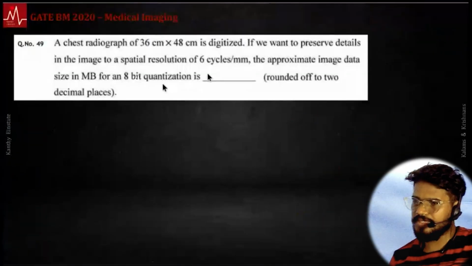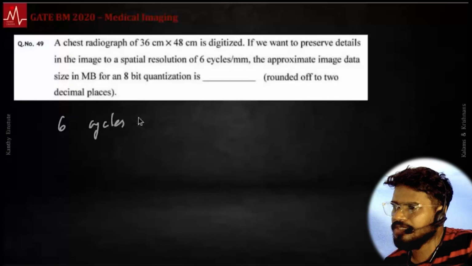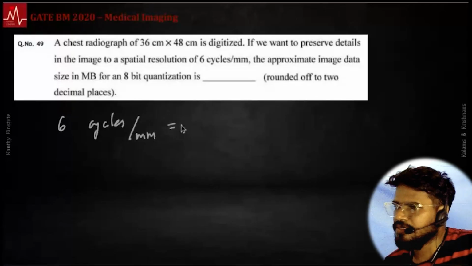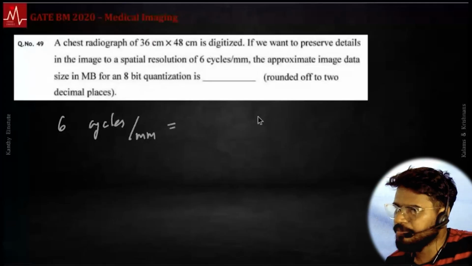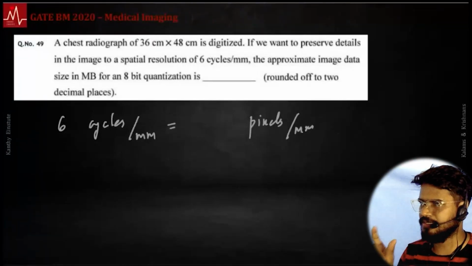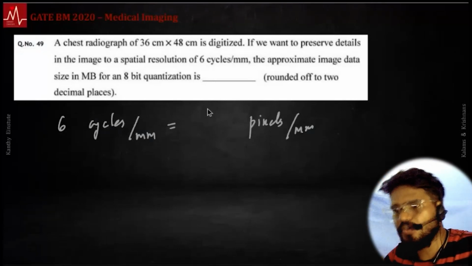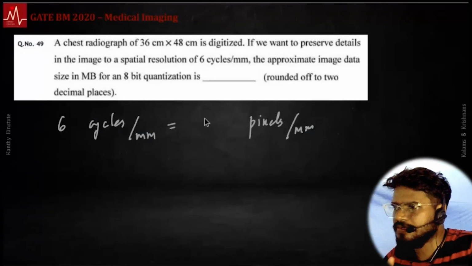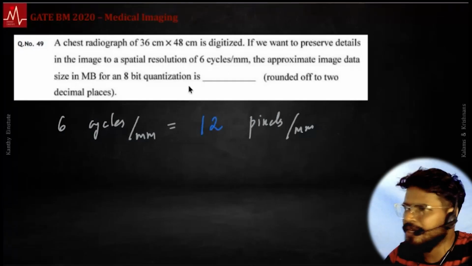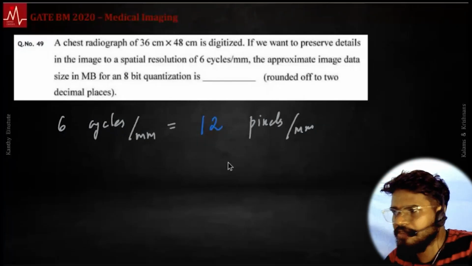Given the cycles per mm, to know how many bits that corresponds to: the resolution wanted is 6 cycles per mm. How many pixels per mm is this? If it is 6 cycles per mm, 1 cycle needs 2 pixels, so 6 cycles need 12 pixels. I'm converting into pixels per mm of required resolution because at the end of the day we are doing size calculations in megabytes. Be careful, it's not megabits.